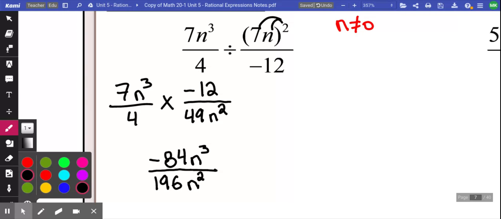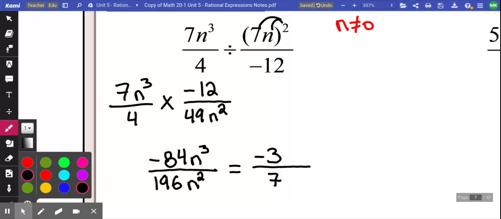Once you've written everything as one fraction, you can use yesterday's lesson and just simplify it. If you look at these two numbers, we have 84 and 196. Both of them can divide by 28, I think. They're both going to divide by 28. I'm pretty confident in that. If you divide both by 28, you're going to get negative 3 on the top. And you divide the other one by 28, you're going to get 7.